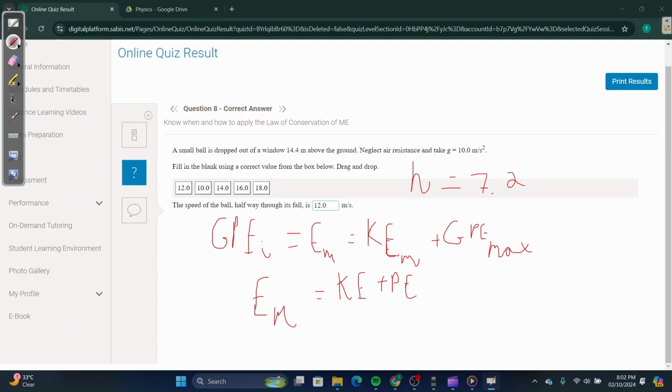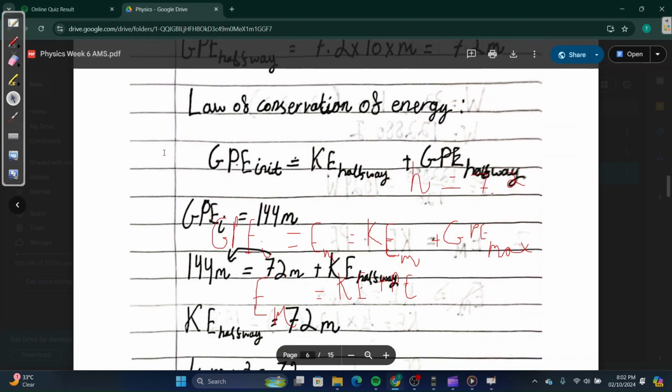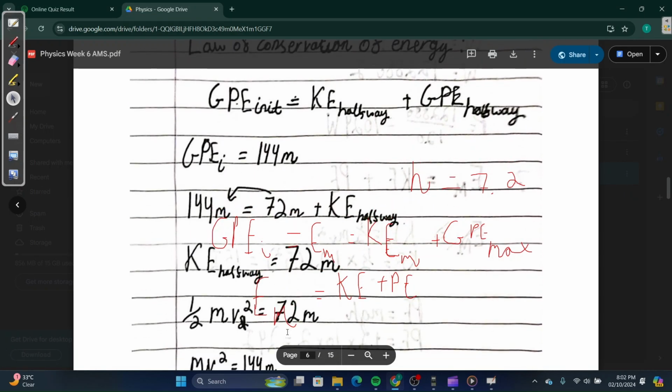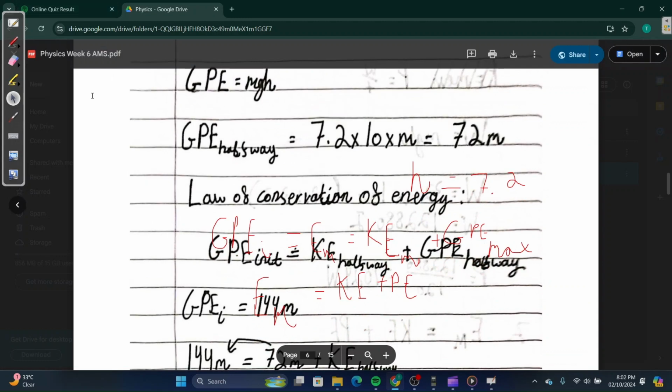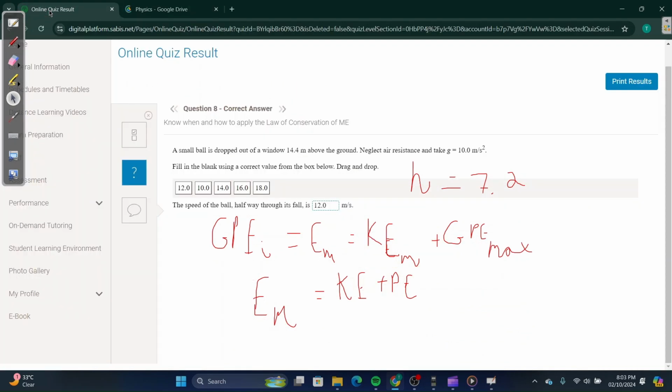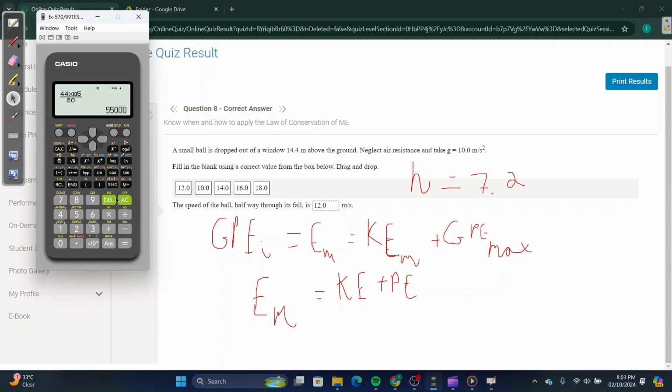So let's go to the copybook. The initial potential energy is going to be... okay, I think I wrote something wrong here. Let me just make sure. Yeah, no, I didn't write anything wrong. That's another question, I'm getting mixed up. Okay, so the gravitational potential energy at the initial point is going to be 14.4 times 10 times the mass, which is unknown. So it's going to be 144 times the mass.